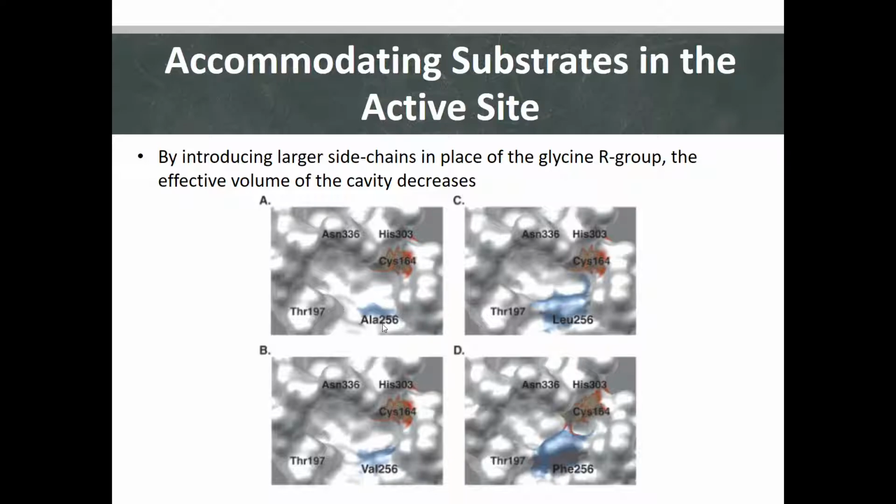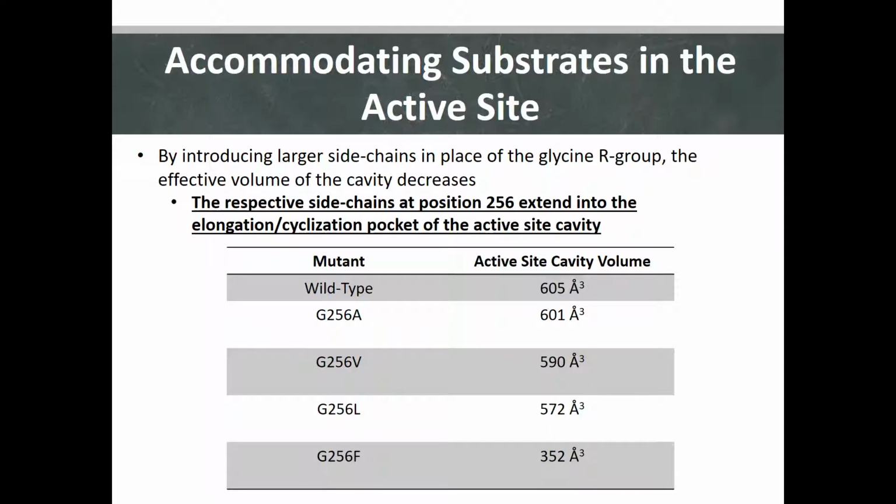So we're basically going from alanine, valine, leucine, then finally to phenylalanine, where with each next mutation you are increasing the volume that side chain occupies, until ultimately, with phenylalanine, you're basically hitting almost the catalytic cysteine residue at position 164. And so with each mutation, you are changing the active site volume. We can also calculate the active site cavity volume.